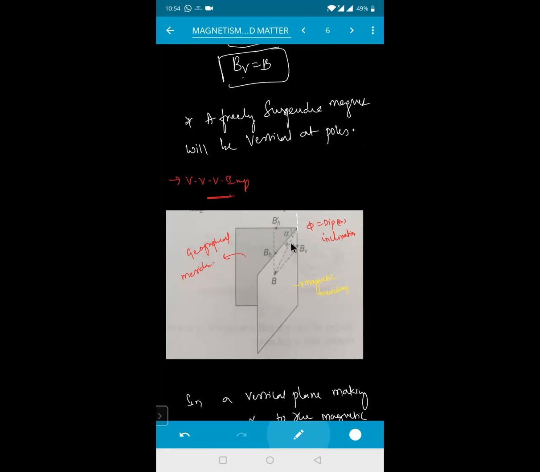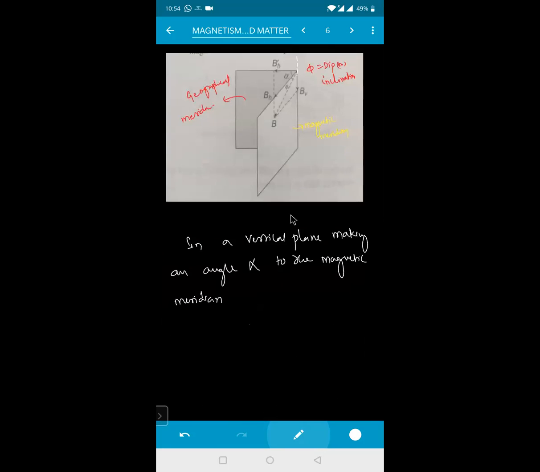So once again, if the vertical plane is making an angle alpha to the magnetic meridian, this alpha is the angle with the magnetic meridian. This one is your magnetic meridian. Alpha is the angle made by this geographical meridian with the magnetic meridian. That means I can write BH dash will be equal to BH into cos alpha. If I resolve in the horizontal, it will become BH into cos alpha.